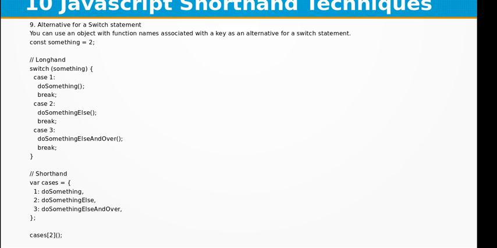But the shorthand version will be simply declaring a cases variable and making it equal to 1, 2 and 3, and making them equivalent by adding a colon sign, do something else, and do something else and so on, and calling the cases variable and passing the second index in the array, which would have called do something else and so on.